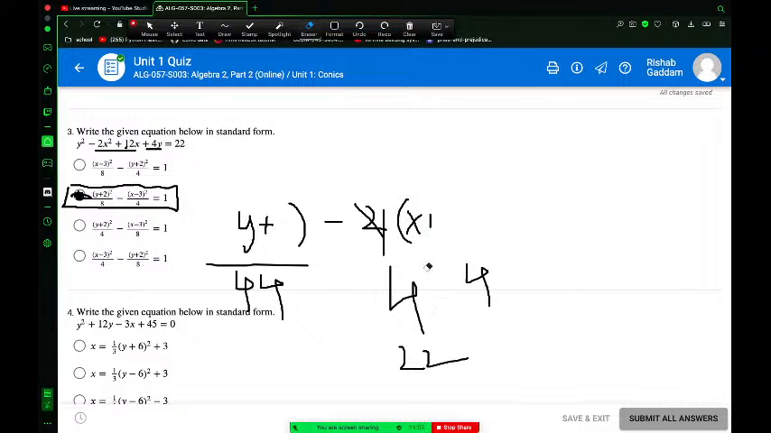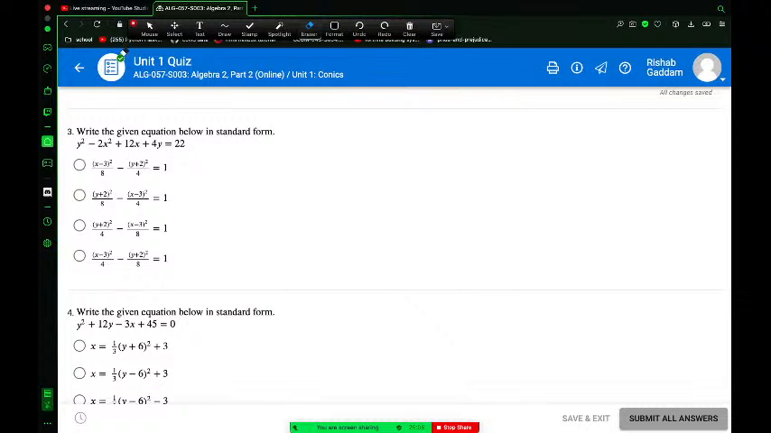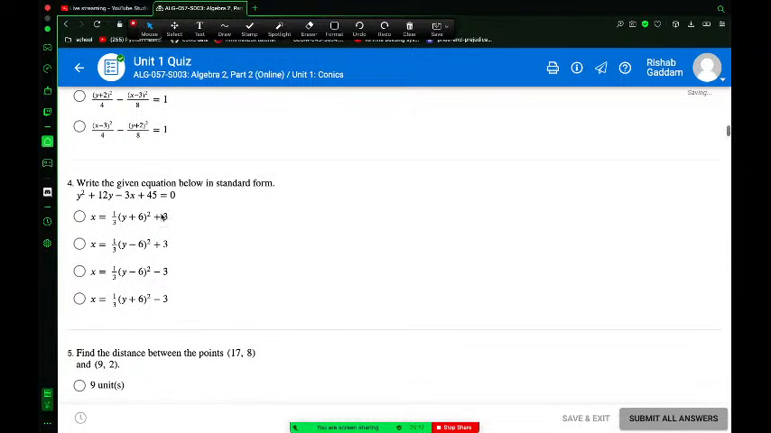Are you sure? Yeah. Okay, good. So I'm just gonna erase all of this. I should have just cleared the screen, I guess. So I'm gonna get my mouse and I'm gonna select this one because this is probably the correct answer. Write the given equation below in standard form.